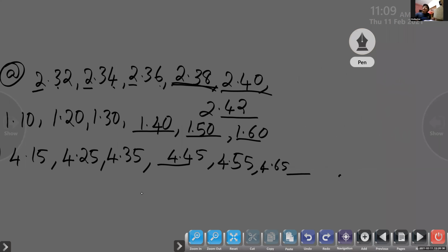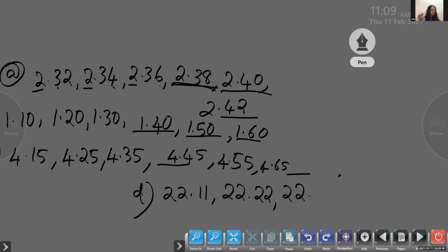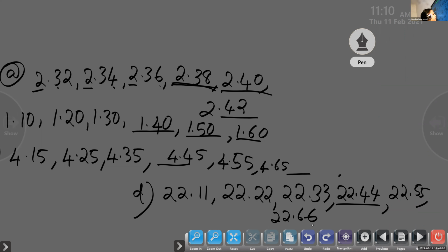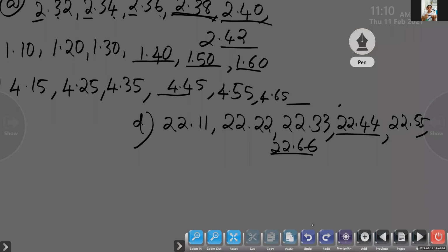22.11, 22.22, 22.33. Yes. Tell me the next. 22.44. Very good. After that, 22.55, 22.66. Yes, children. Very easy. It's like skip counting, and it's a pattern also. We can find out here how many numbers are increasing.